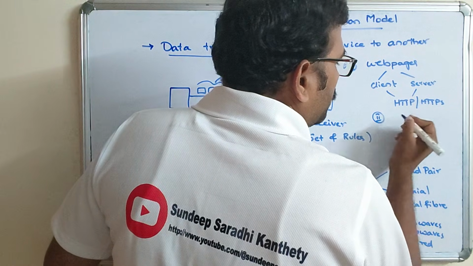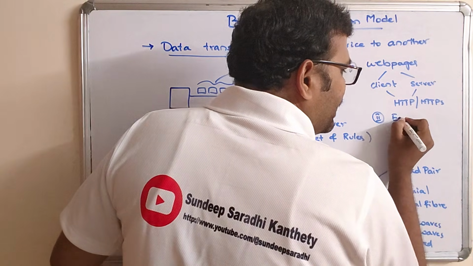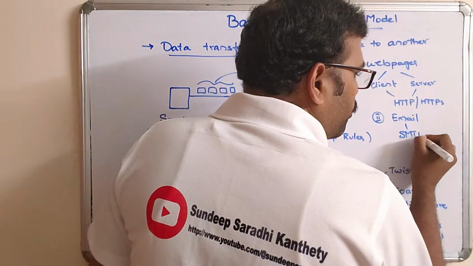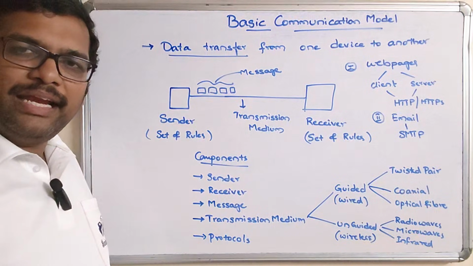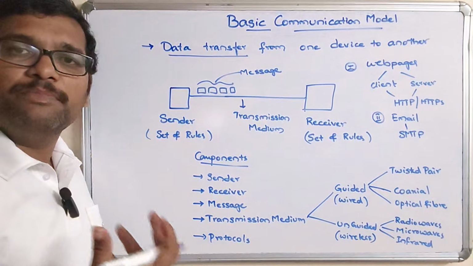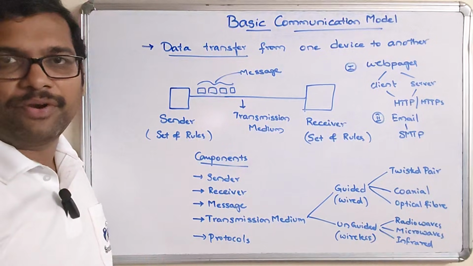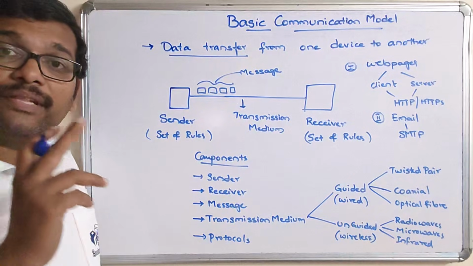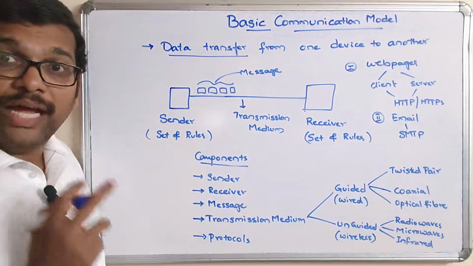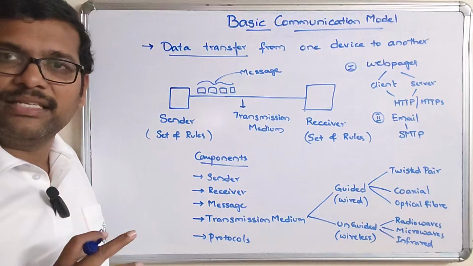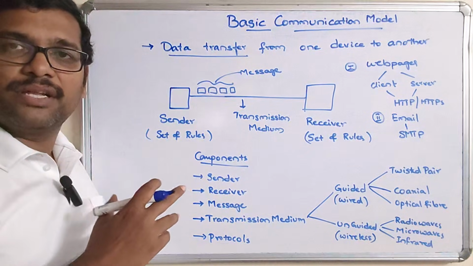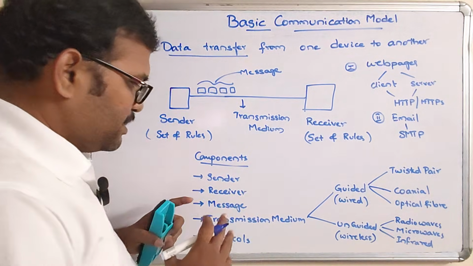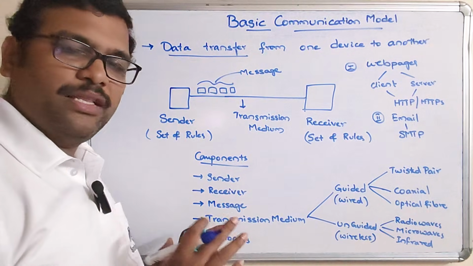And the second one, if we are sending emails, then the protocol is SMTP. So depending upon the data we are transferring, the protocols may be different. But a protocol means a set of rules to be followed for the communication, by both the sender and the receiver, because the sender and receivers are devices. So these are the components: sender, receiver, message, transmission medium, and the protocols.